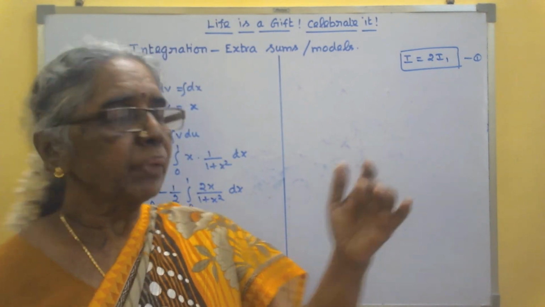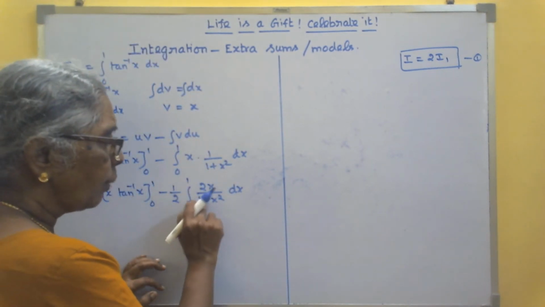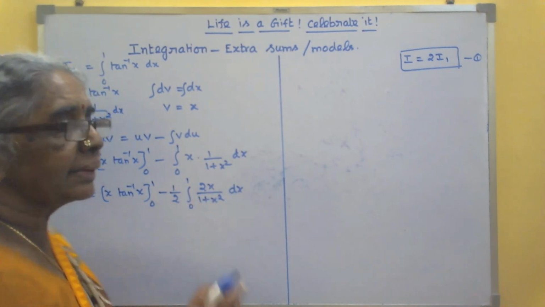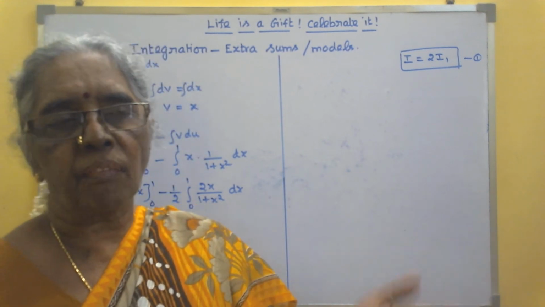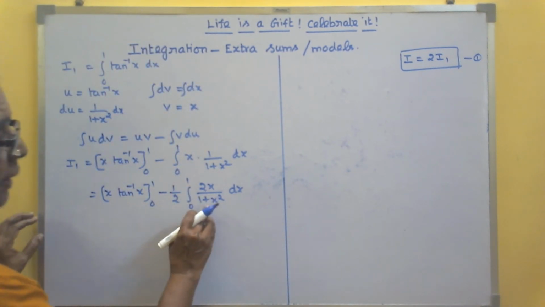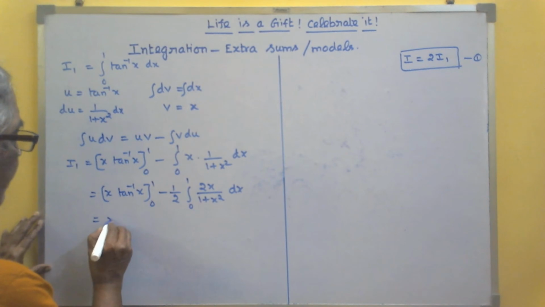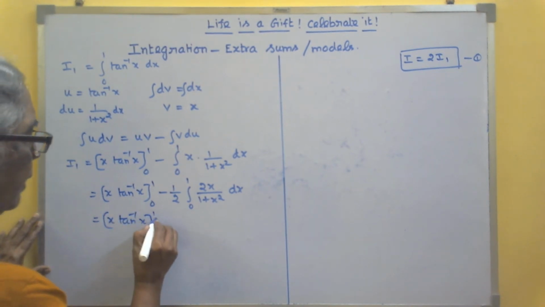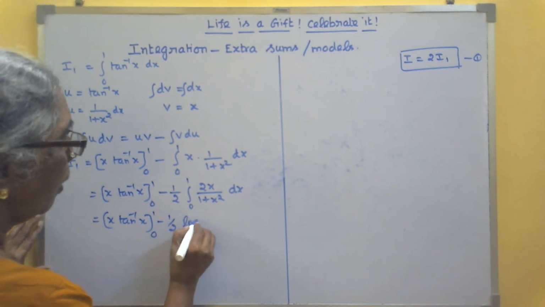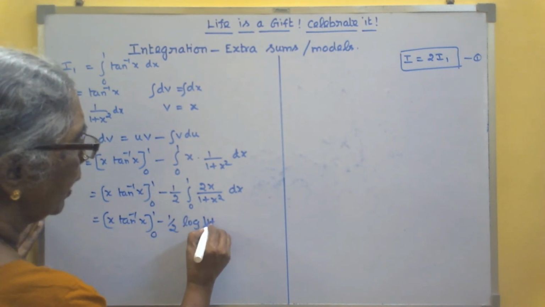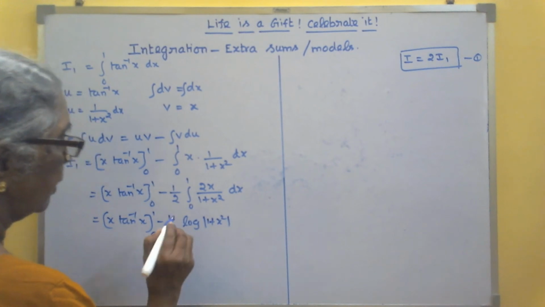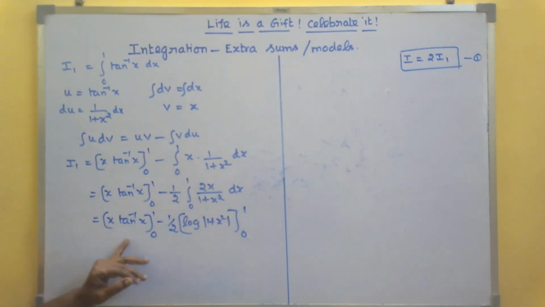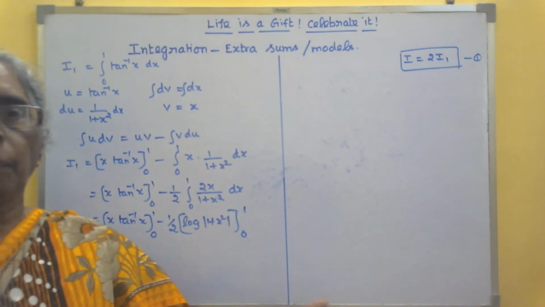This is your f of x, that is 1 plus x squared, and this 2x dx, that is like your f dash of x. Then you can write the formula as log of this. So I will write x tan inverse x from 0 to 1 minus half log mod 1 plus x squared within the limits 0 to 1. So now I have got both the terms. Now I can apply the limits.